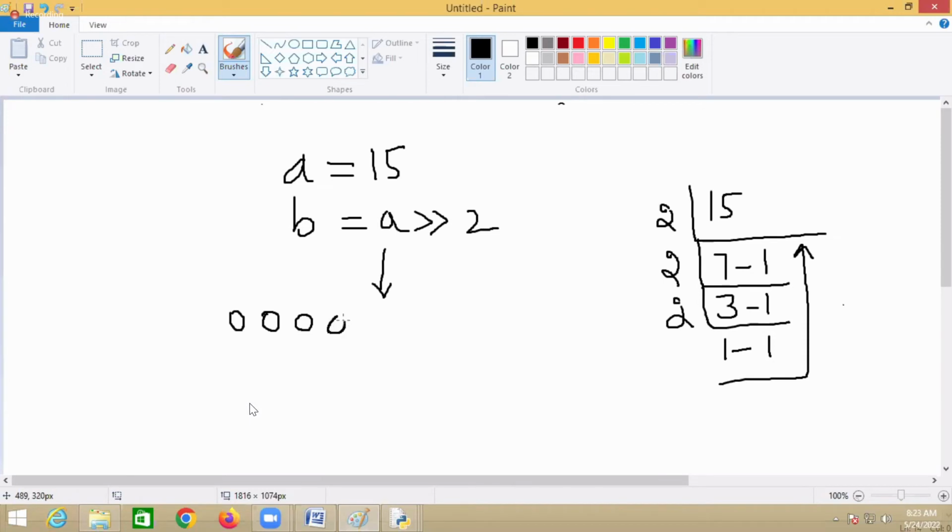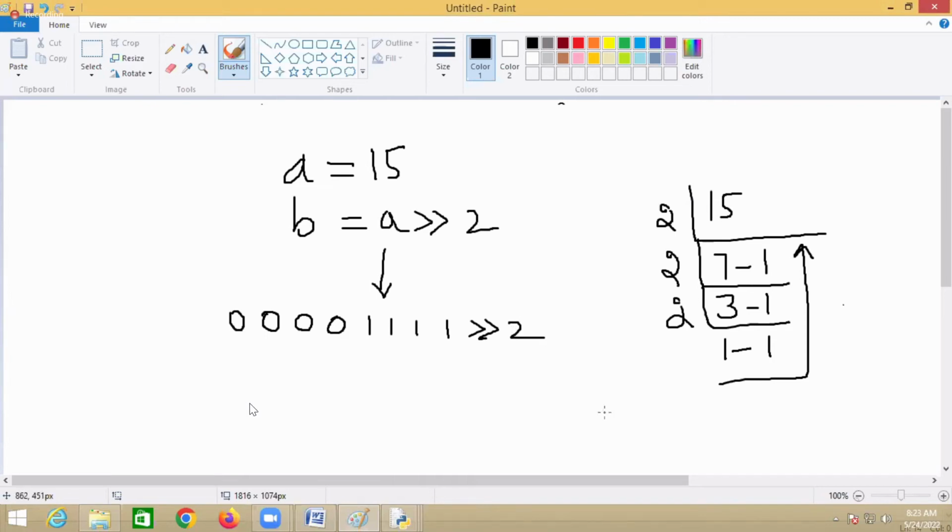But actually, memory is always reserved in the form of bytes. So assume this is 1 byte, which is equivalent to 8 bits. The memory reserved is 8 bits, which is nothing but 1 byte. Your 15 takes 1 byte, which is 8 bits. Now what you are doing is shifting the bits towards the right side.